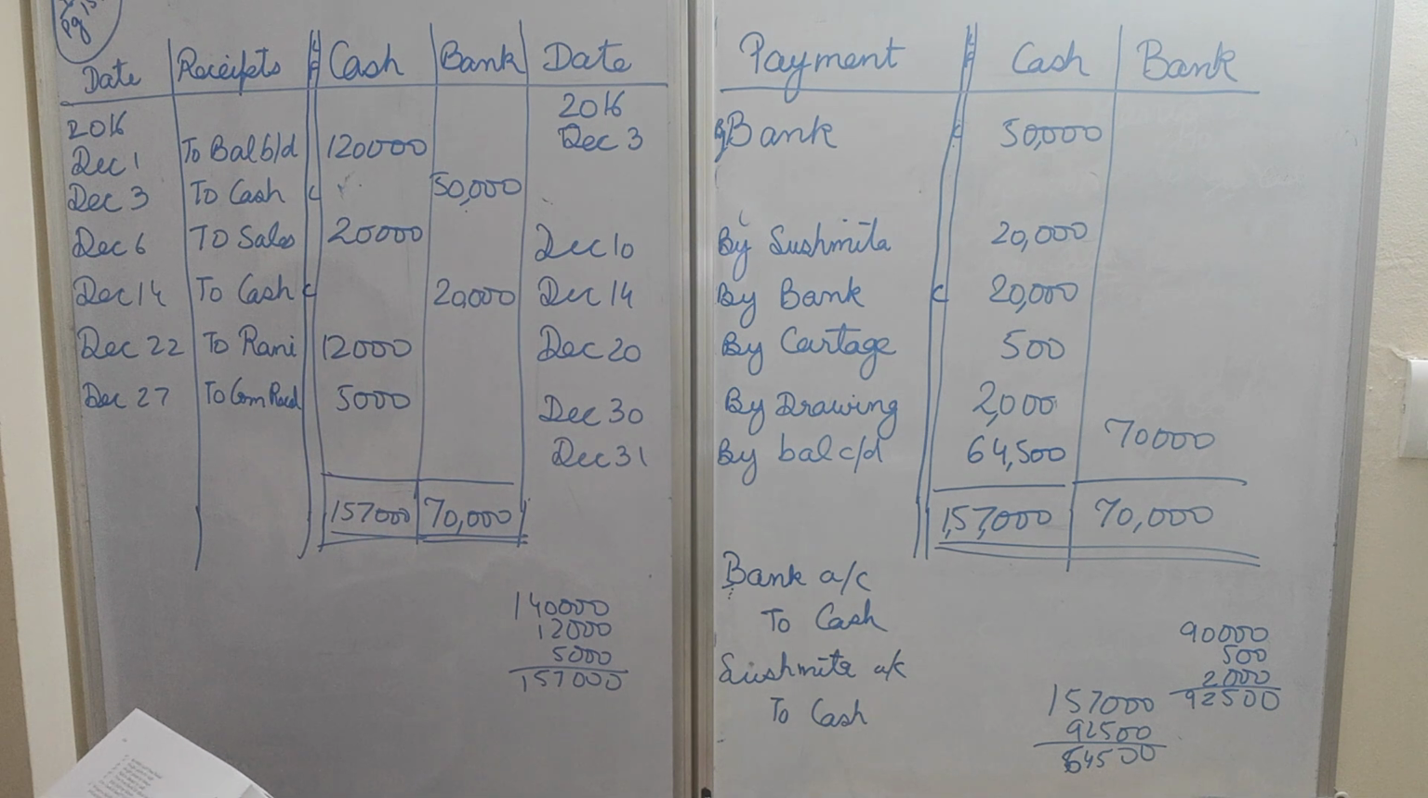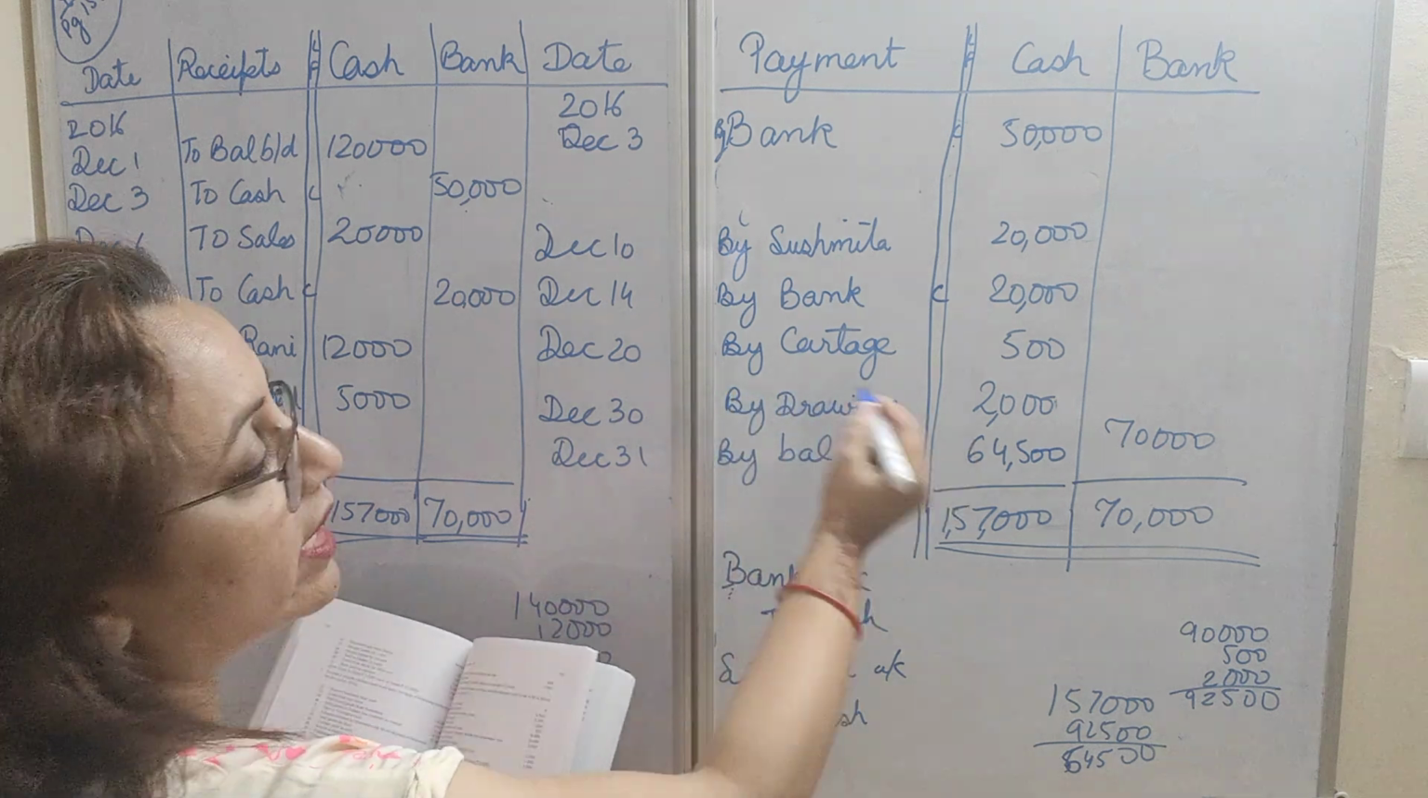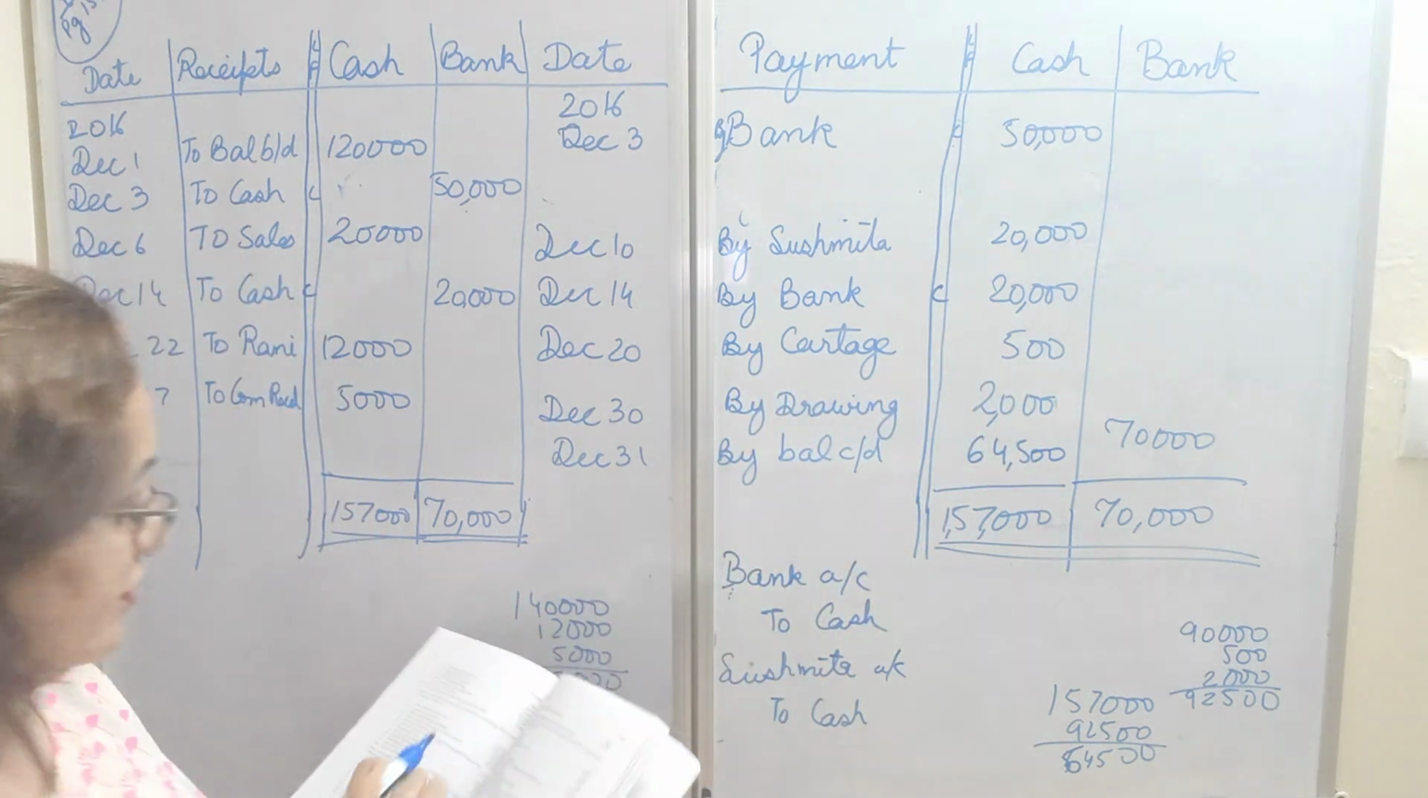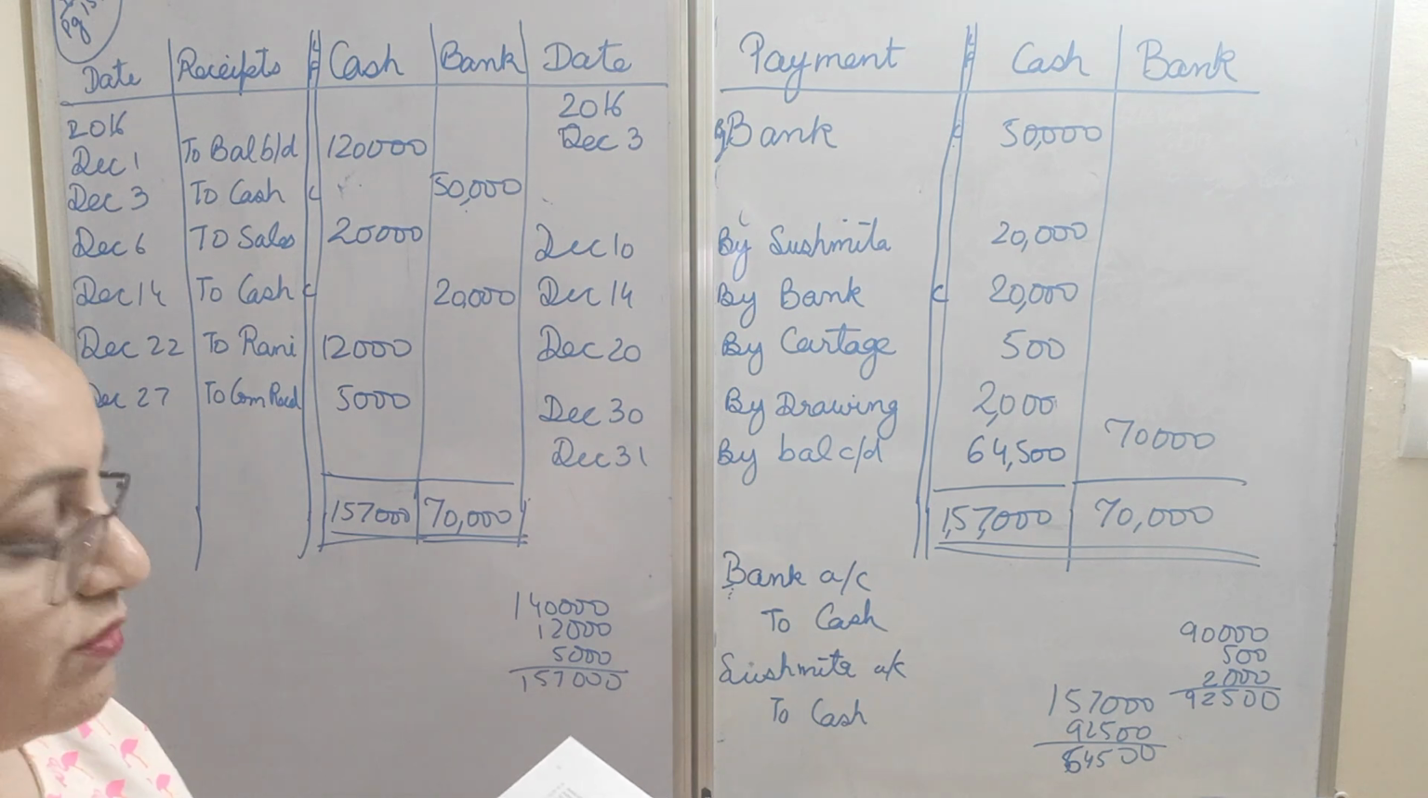Now sold goods to Rani. Now again it is not mentioned for cash, so we will not record it. Cartage paid in cash. So cartage will be cartage account debit to cash. So by cartage 500.